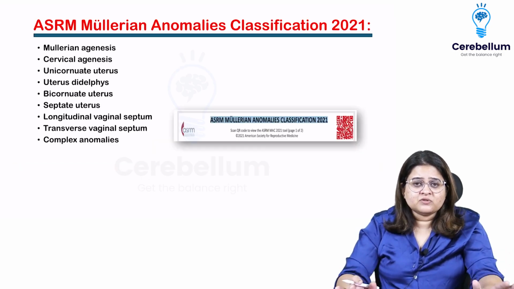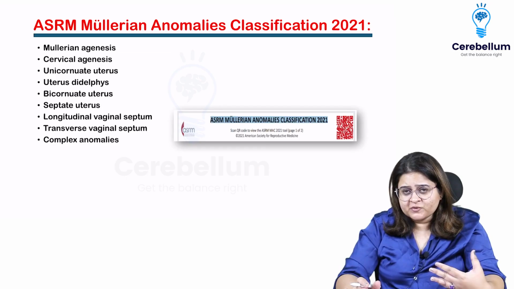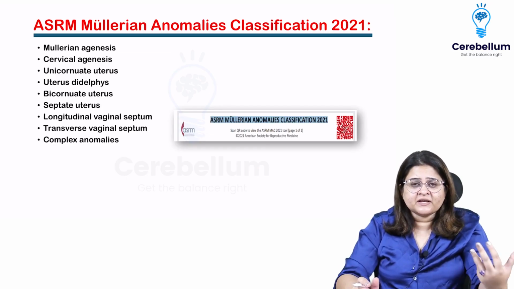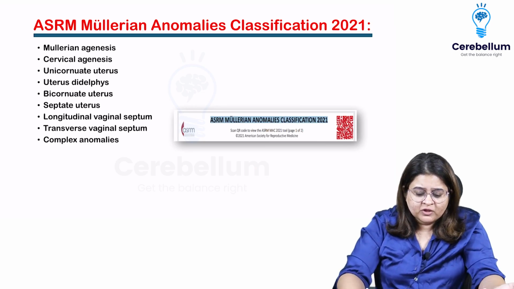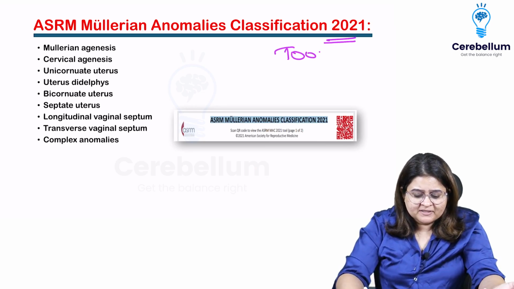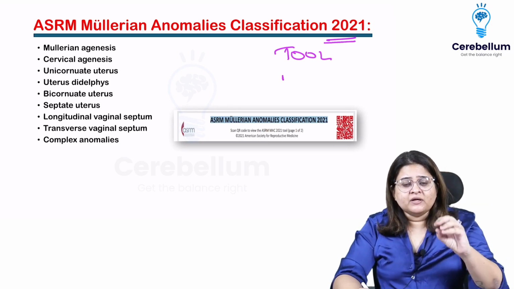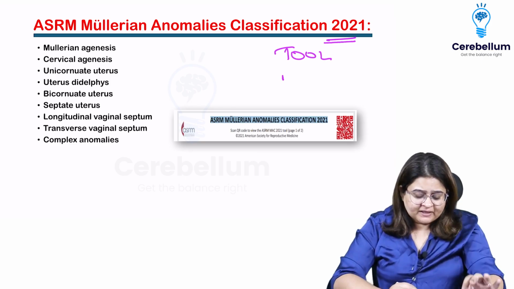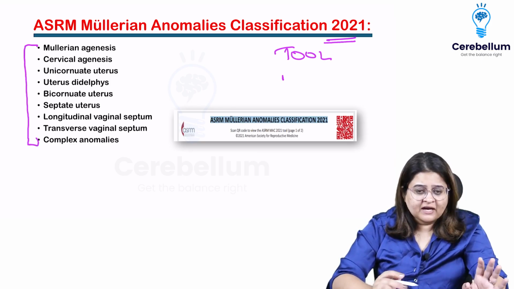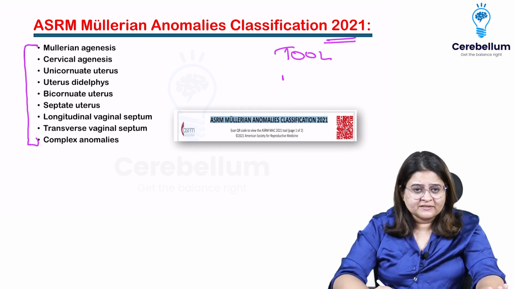This is the recent most classification. There are many classifications which came in between, the ESHRE, the ASRM. Now the ASRM 2021 has come out, which is more of an app. It's a tool which is on an app, and you can find it on your phones. And these are the classification categories. So there are now 9 categories.